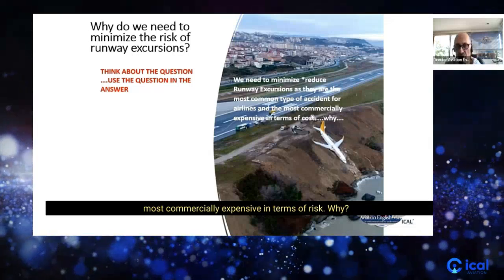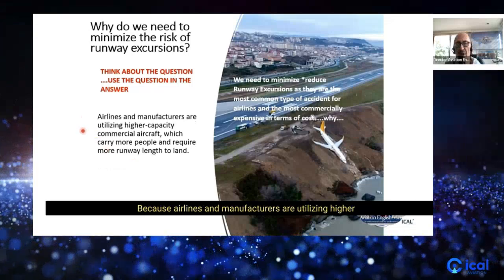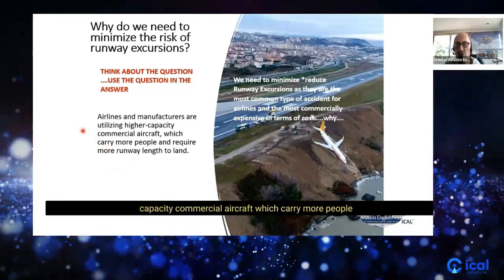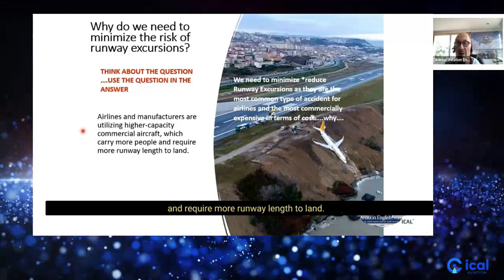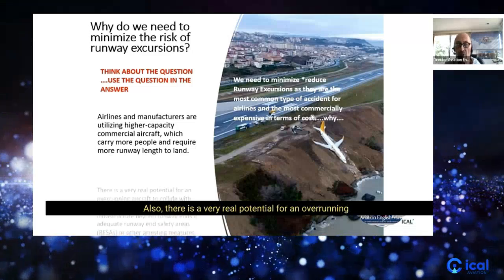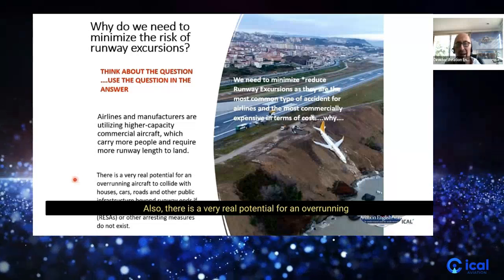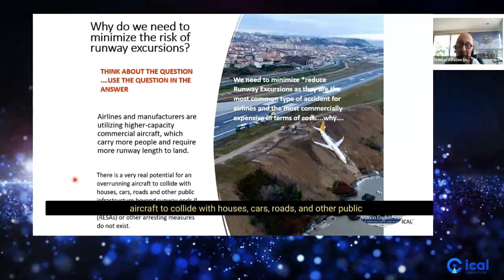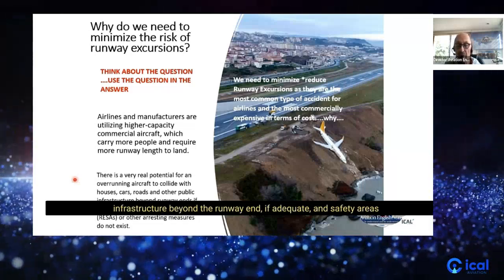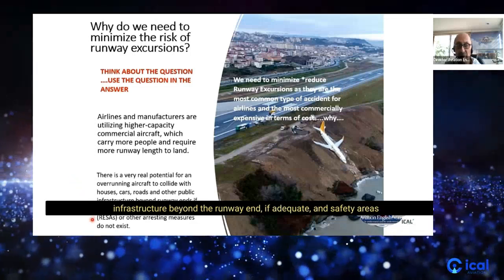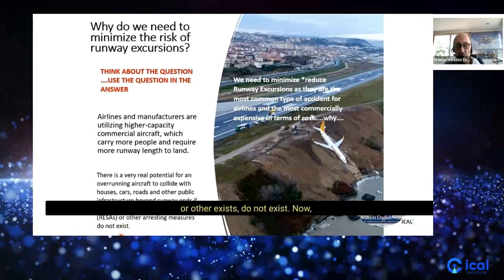terms of risk. Why? Because airlines and manufacturers are utilizing higher capacity commercial aircraft, which carry more people and require more runway length to land. Also, there's a very real potential for an overrunning aircraft to collide with houses, cars, roads, and other public infrastructure beyond the runway end if adequate safety areas or other do not exist.